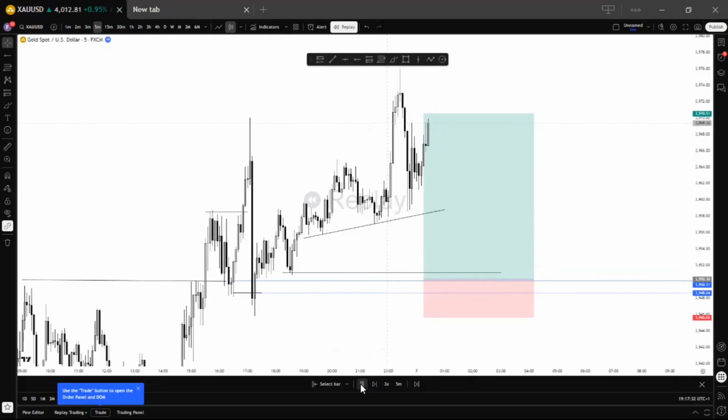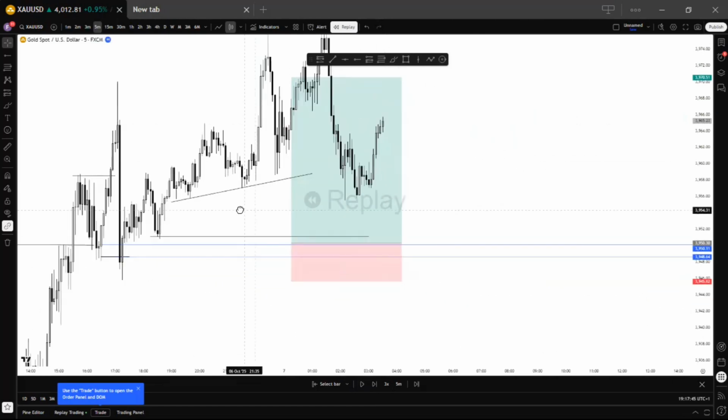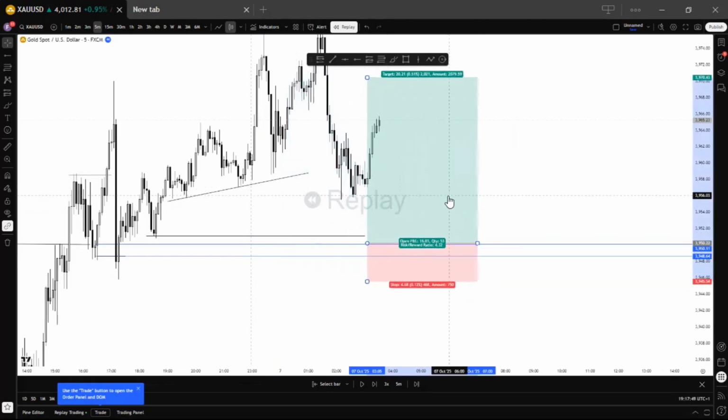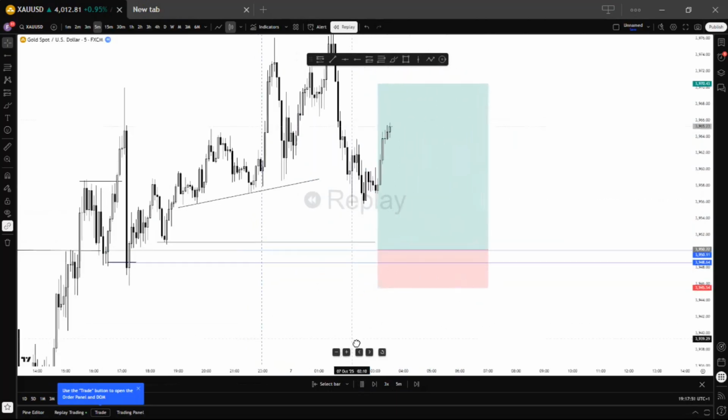So you play and it moves on 3x. You see, it moves a lot faster. So let's see if we get triggered. Okay, it's coming down now. Did we get triggered? Okay, no, we did not get triggered, but I'm still positive on this point of interest. Let's see what happens.